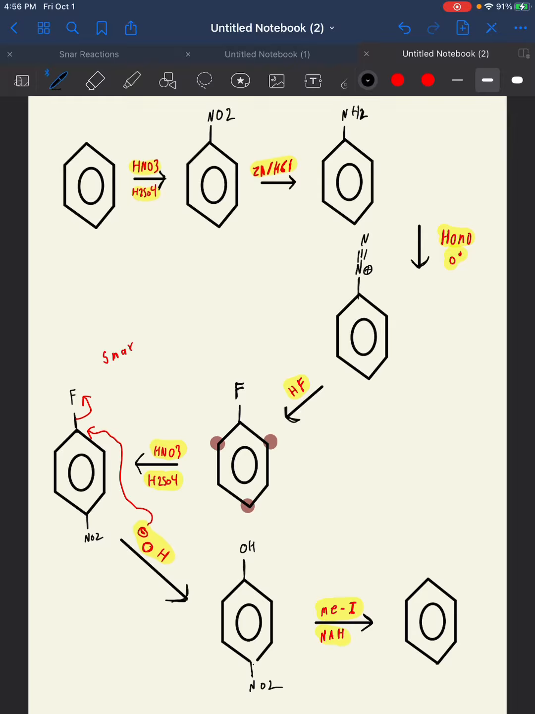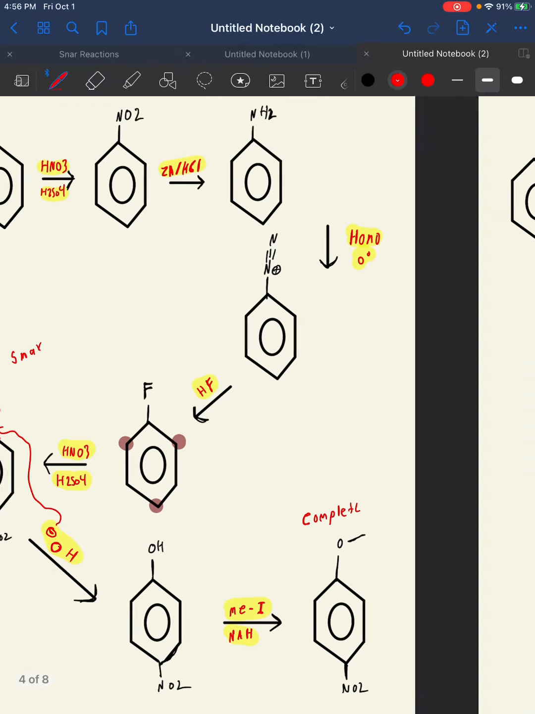And now if we want to do Me with iodine and NaH, that would take away this hydrogen and replace it with a methyl on the oxygen. And on your chart, that would be right around the Sandmeyer reactions. And it would leave the NO2 on here. And this would be your complete molecule for this. So, moving on to the next example.